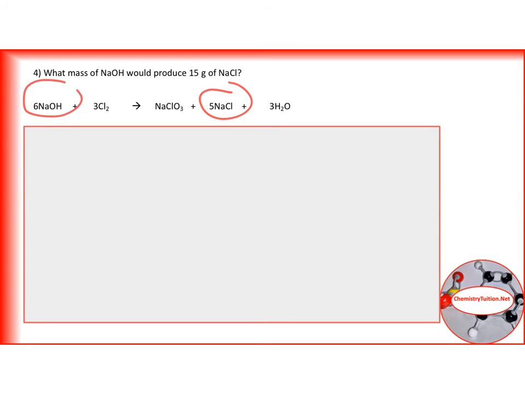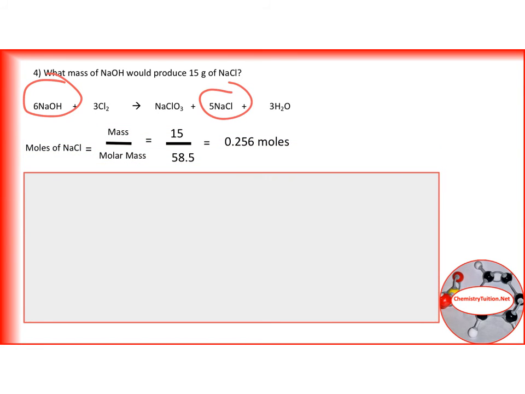So in this example, we need to produce 15 grams of sodium chloride, and I need to work out how much sodium hydroxide I require to do that. So first thing, we're going to work out my moles of sodium chloride, which is my mass over the molar mass of 58.5, gives me 0.256 moles.